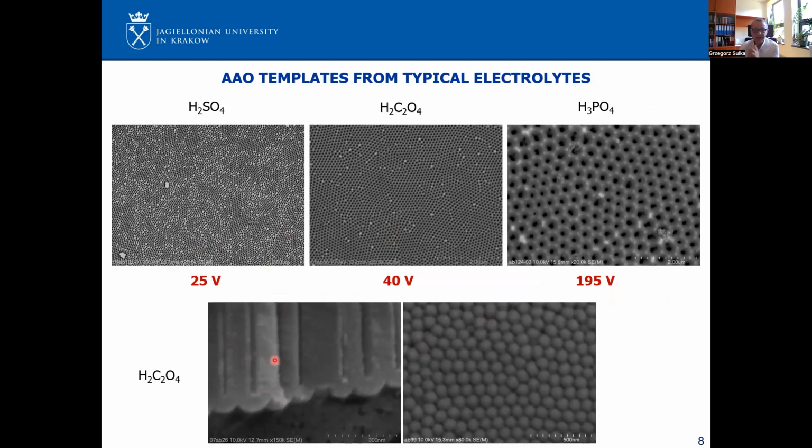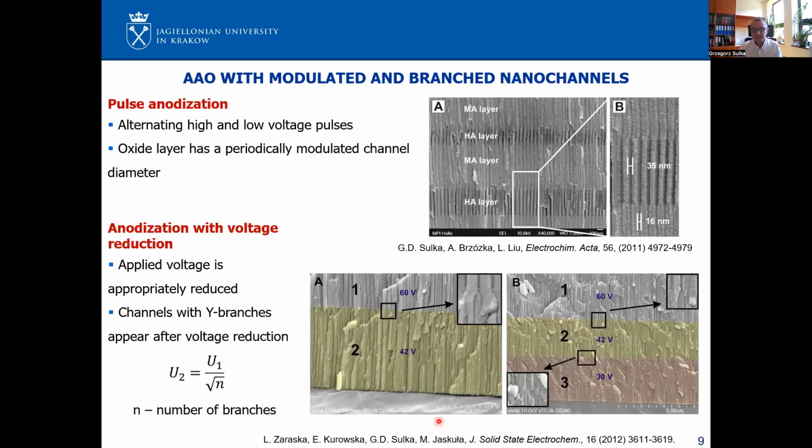The channels are straight and perpendicular to the surface. But using advanced techniques of anodization, like pulse anodization, we can also prepare templates or oxide layers with modulated pore diameter. Here is an example of such a layer where the pores have a diameter of 35 and 60 nanometers. The alternating layer is formed by using alternating high and low voltage pulses.